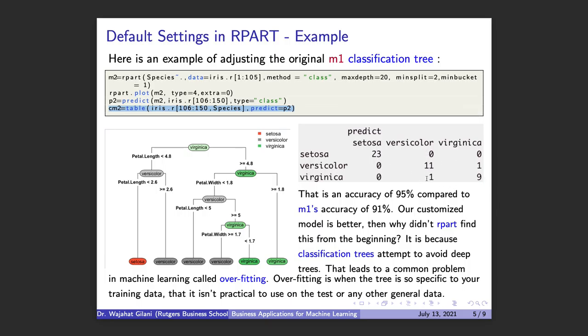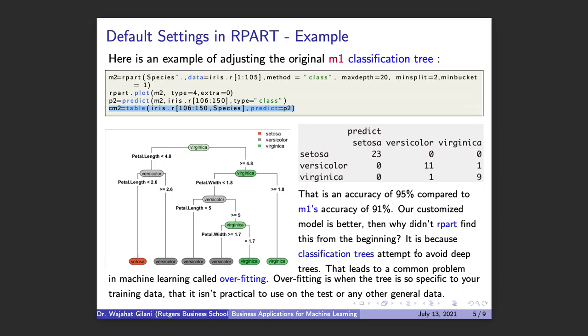So here, everything on the diagonal: 11 plus 9 is 20, 20 plus 23 is 43, and the total amount of numbers here is 45. So 43 divided by 45, right? Because remember, my test data is just 45 elements. 43 divided by 45 gives me an answer of around 95%. Now, recall, our initial model, M1, had an accuracy of 91%. What gives? M2's accuracy is better. We should have more level of detail like this, right?